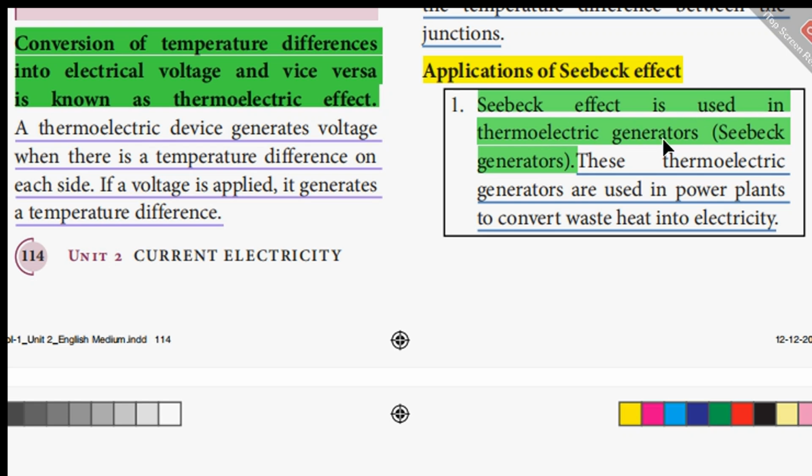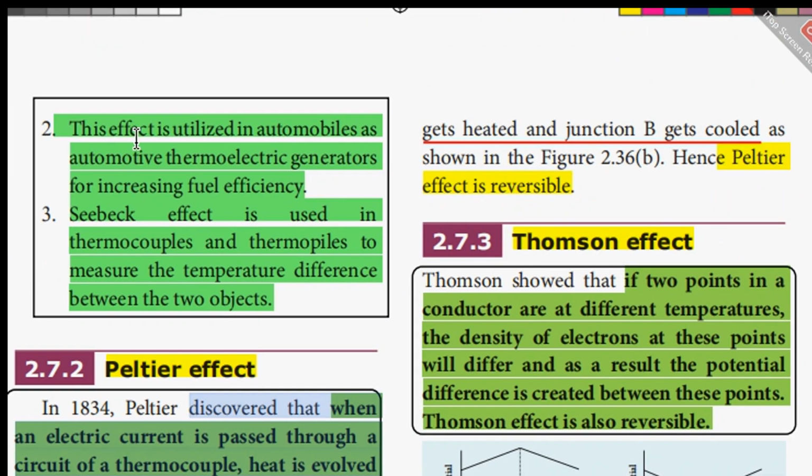The Seebeck effect is used in thermoelectric generators called Seebeck generators. These thermoelectric generators are used in power plants to convert waste heat into electricity. This effect is also utilized in automobiles as automotive thermoelectric generators for increasing fuel efficiency. The Seebeck effect is used in thermocouples and thermopiles to measure the temperature difference between two objects.